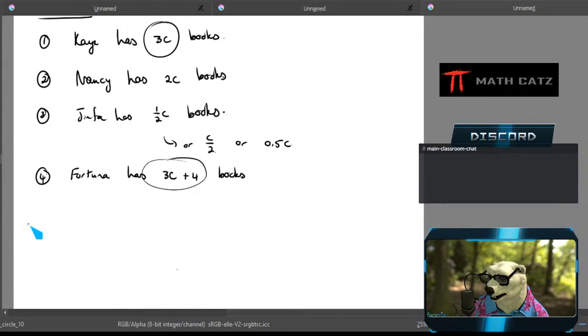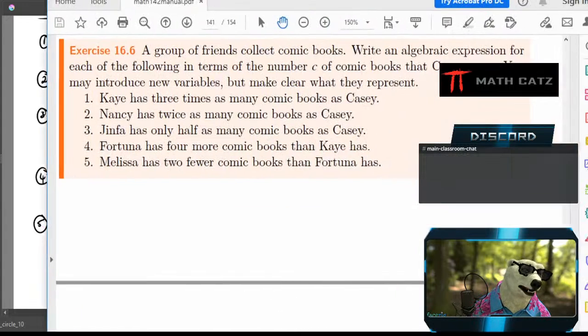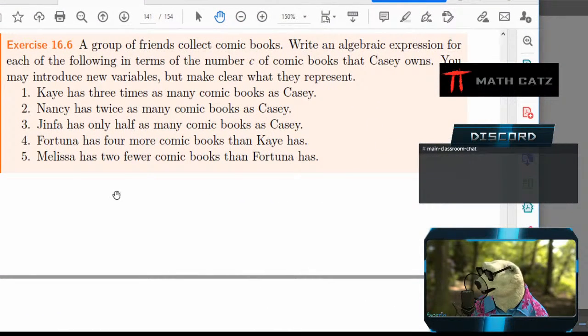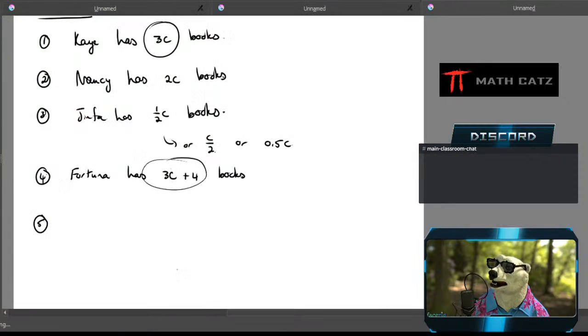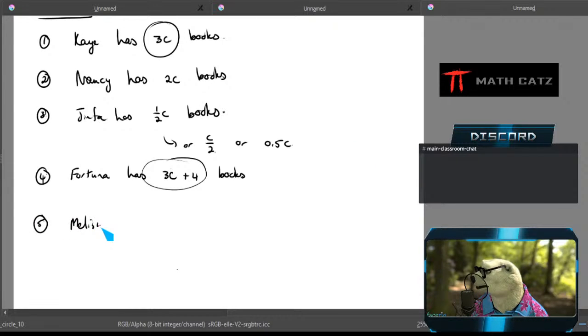I think we have one more. Number 5, part of our introduction. Melissa has 2 fewer comic books than Fortuna has. So let's write our little sentence here. Melissa has 2 fewer comic books than Fortuna. Fortuna has 3C plus 4. And then 2 fewer would be minus 2 books.